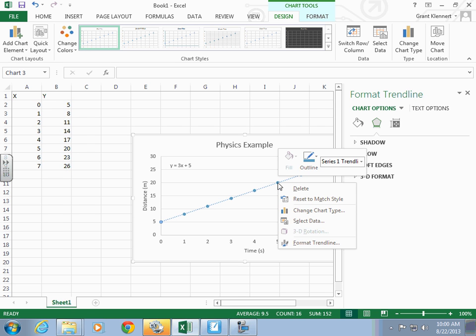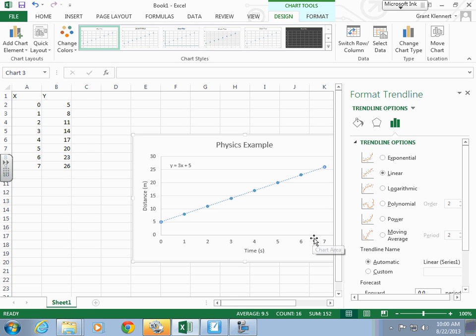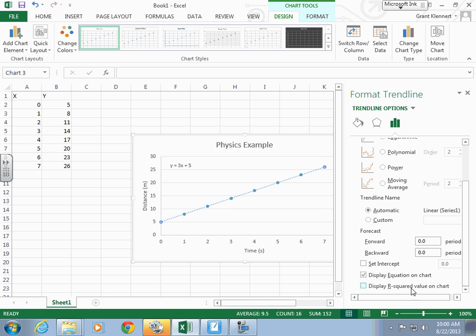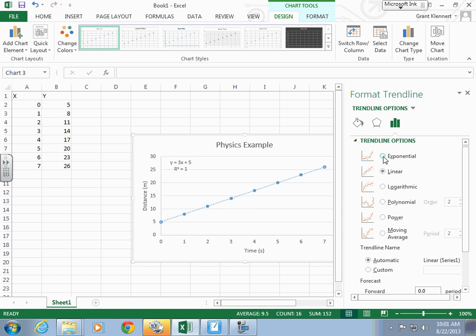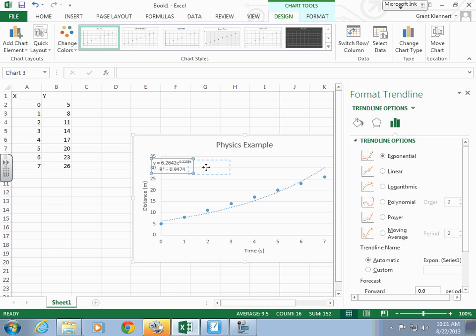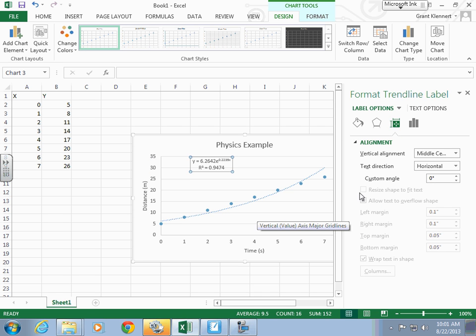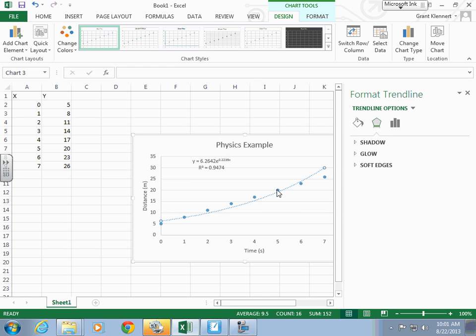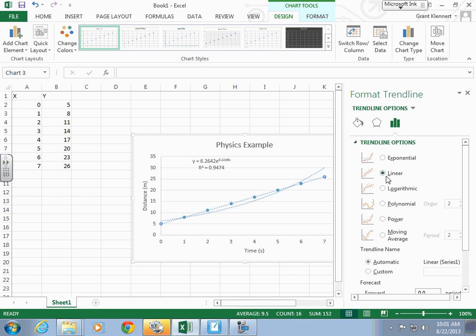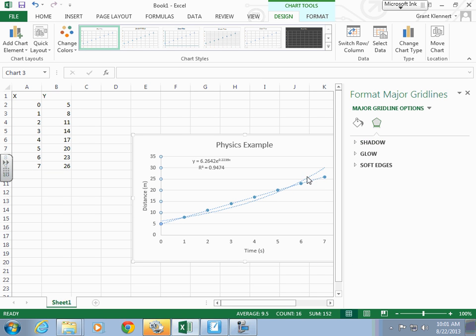Now, we also, in format trend line, there's a display an R squared value on the chart. And that is going to show you how accurate your line is. Now, my R squared value is 1, which means my line is perfect, which it would be if it was linear. But if I picked, let's go back and pick exponential. You can see how that value changes and my equation changes for my graph. All right, which I don't want. So I'm going to go back, add trend line. I want a linear trend line, and then I will delete the other one.